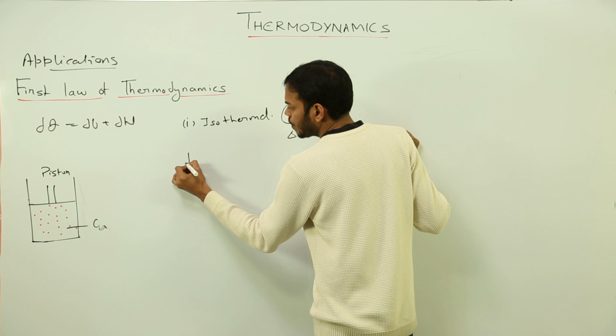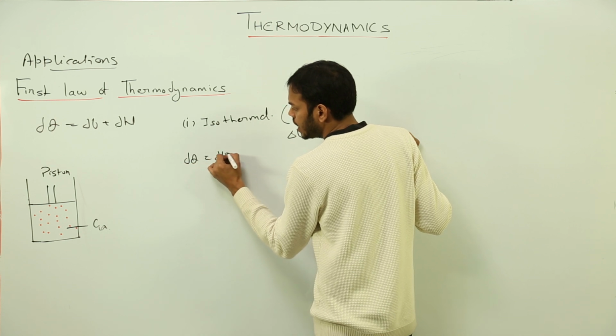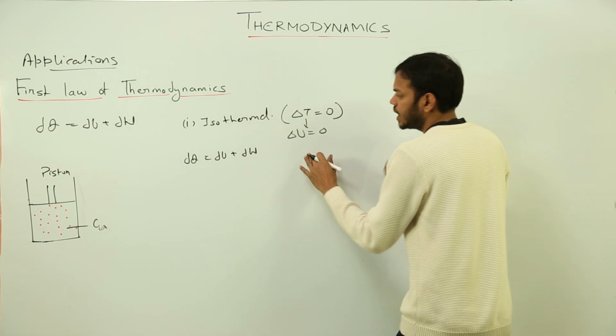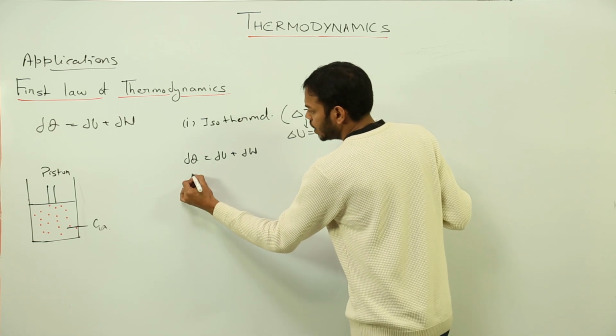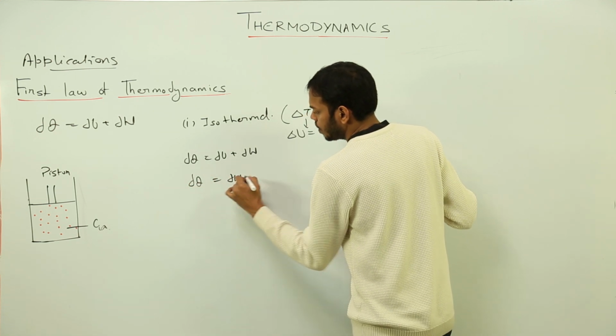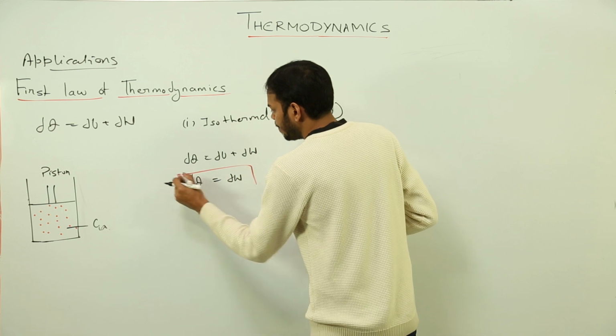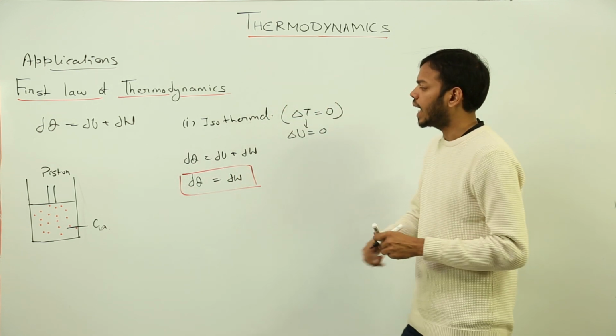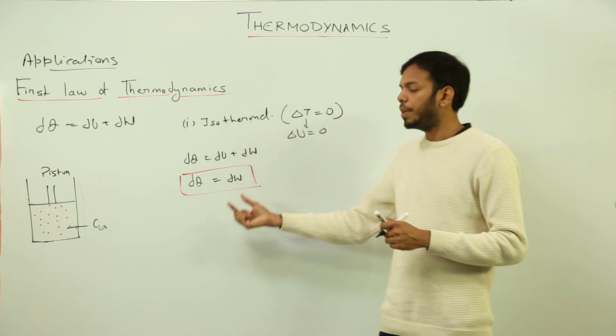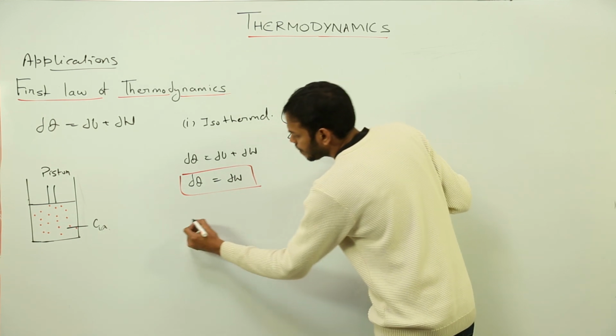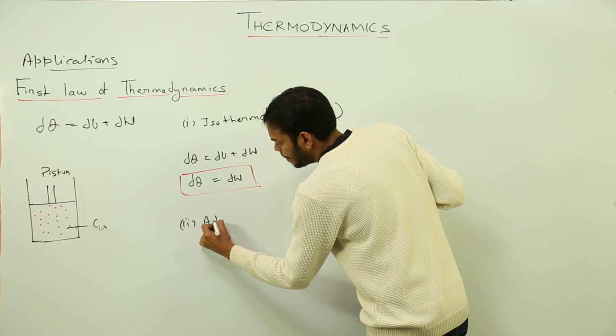So according to first law of thermodynamics, dq is equal to du plus dw. Hence no change in internal energy, which gives me dq is equal to dw. So this implies that in an isothermal process, entire heat which is applied to system is used in performing work done by the system. Let's talk about adiabatic process.